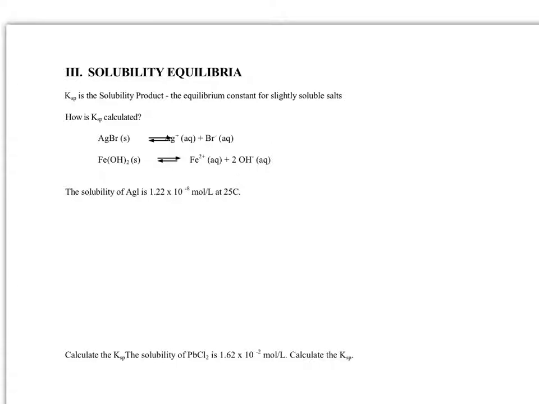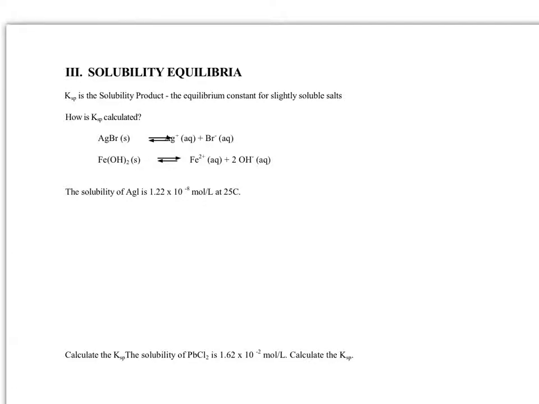So specifically we're talking about ionic substances that are slightly soluble. We call them slightly soluble or insoluble or sparingly soluble because very, very little of the solid actually dissociates into its ions and dissolves. So things like silver chloride or silver bromide or lead chloride, those are very, very slightly soluble.